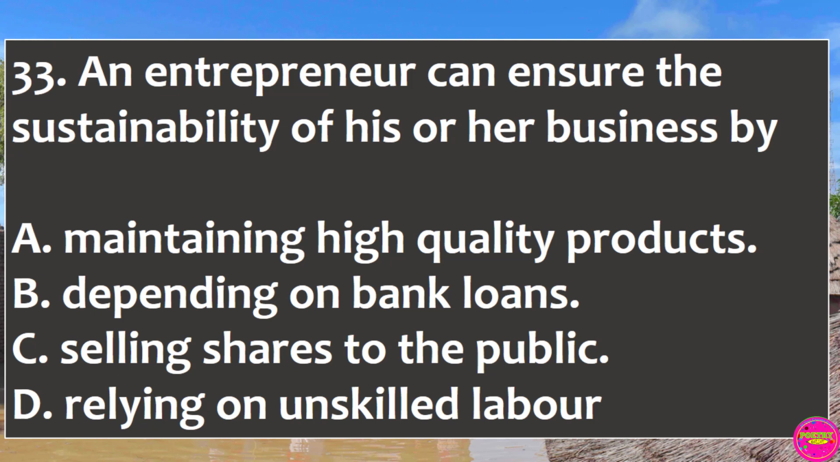Question 33. An entrepreneur can ensure the sustainability of his or her business by A. Maintaining high quality products, B. Depending on bank loans, C. Selling shares to the public, D. Relying on unskilled labor. The correct answer to this question is A. Maintaining high quality products.